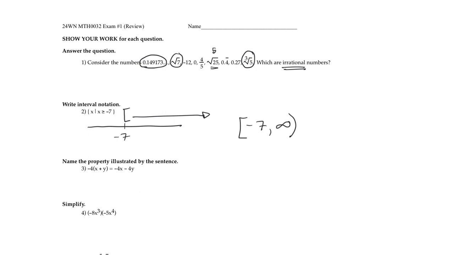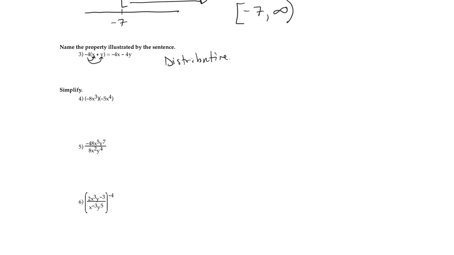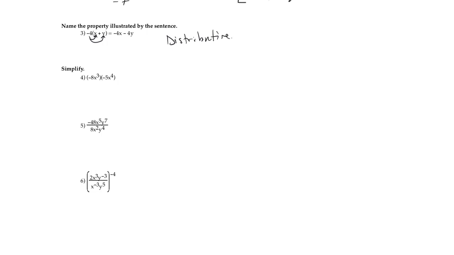Okay, this property, it looks like they multiplied the x by each of those terms inside the brackets, and so this would be the distributive property. The next one, if I'm simplifying, and they're just monomials, so I multiply the numbers. So -8 times -5 would be a +40. And then if I'm multiplying common bases, I add their exponents. So it'd be x, 3 plus 4 is 7.